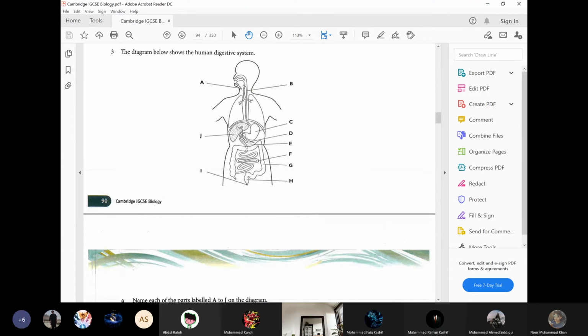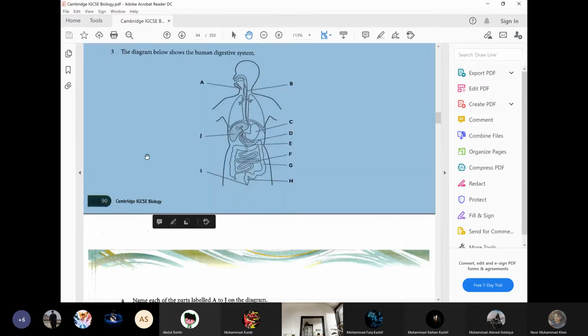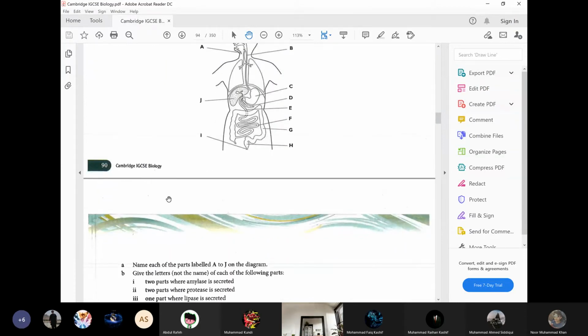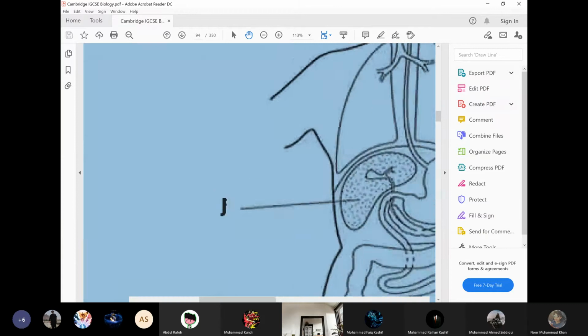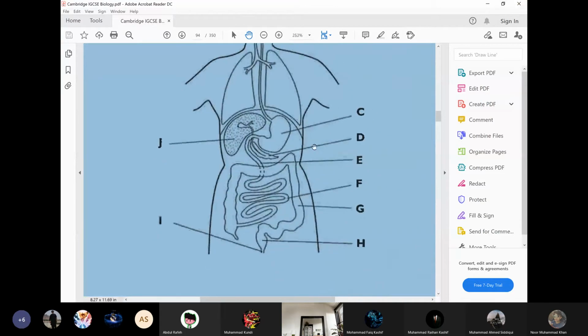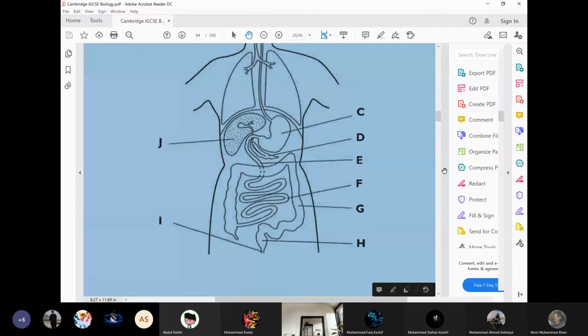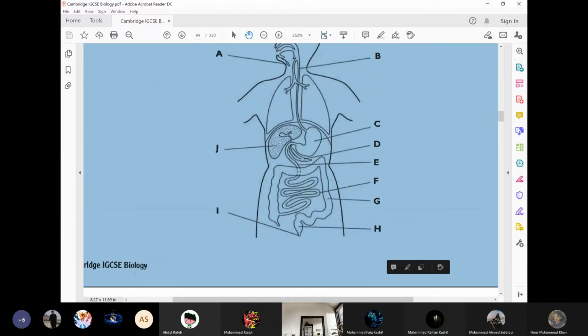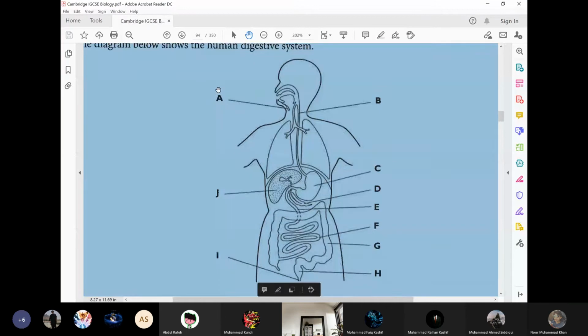Now, boys, let's do this question. The diagram below shows the human digestive system. The first part is labeling this diagram: name the parts labeled A to J on the diagram. Now, let me enlarge this diagram for you guys. Okay, boys, who will tell me what is this part A?